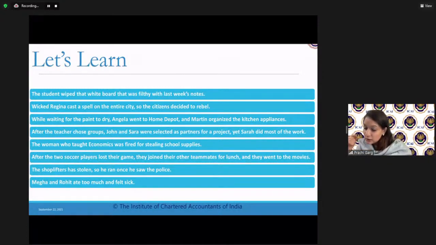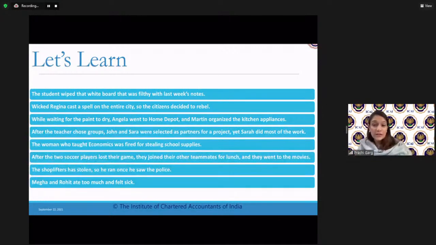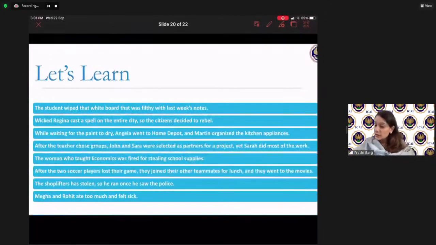Compound complex again. The woman who taught economics was fired for stealing school supplies. This is the simple sentence. After the two soccer players lost the game, they joined their other teammates for lunch and they went to the movies. Compound complex again. The shoplifters has stolen, so he ran once he saw the police. Compound. Megha and Rohit ate too much and felt sick. This is the simple. So with this, we are done with our sentences.